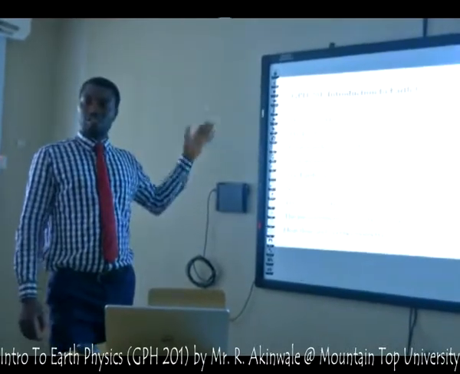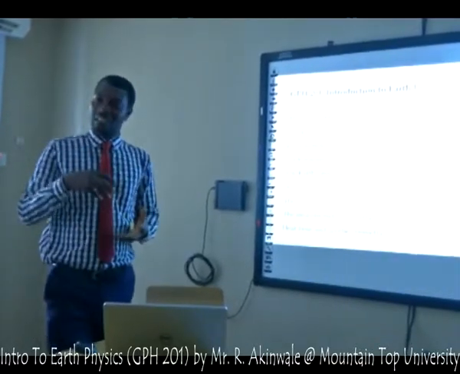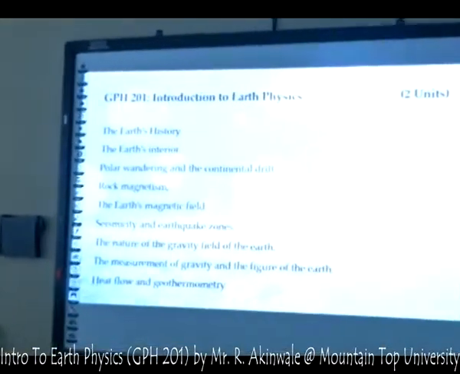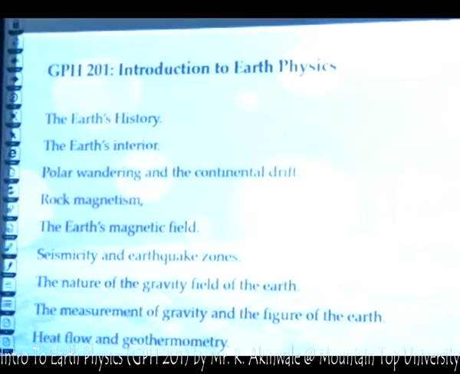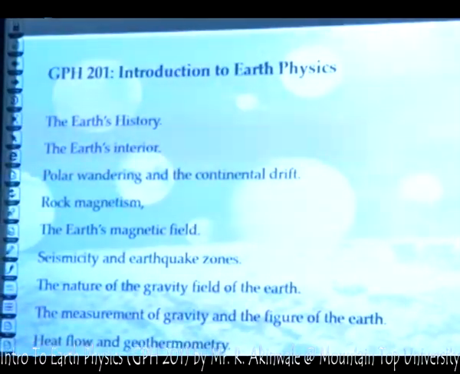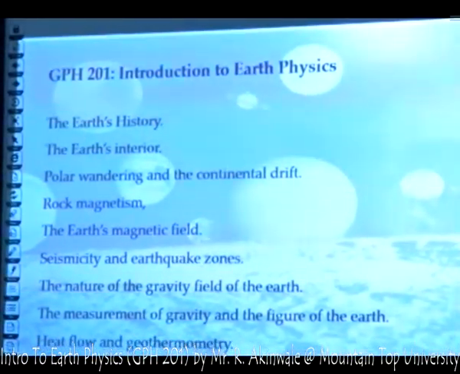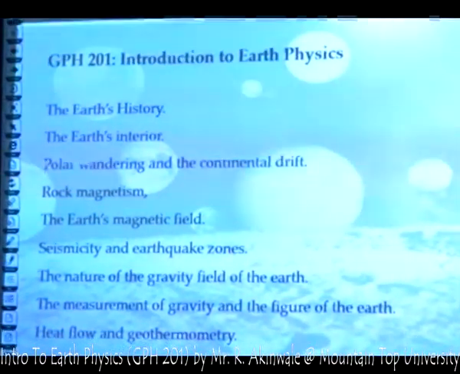We are first going to talk about the Earth's history, before we go to the Earth's interior, what we have in the interior of the Earth. The Earth's history is about how the Earth was formed, what is the best hypothesis or story that we can give a logical reasoning of how the Earth was formed. Then we have what we have inside the Earth, in the interior of the Earth. Then we now move to polar wandering and the continental drift.